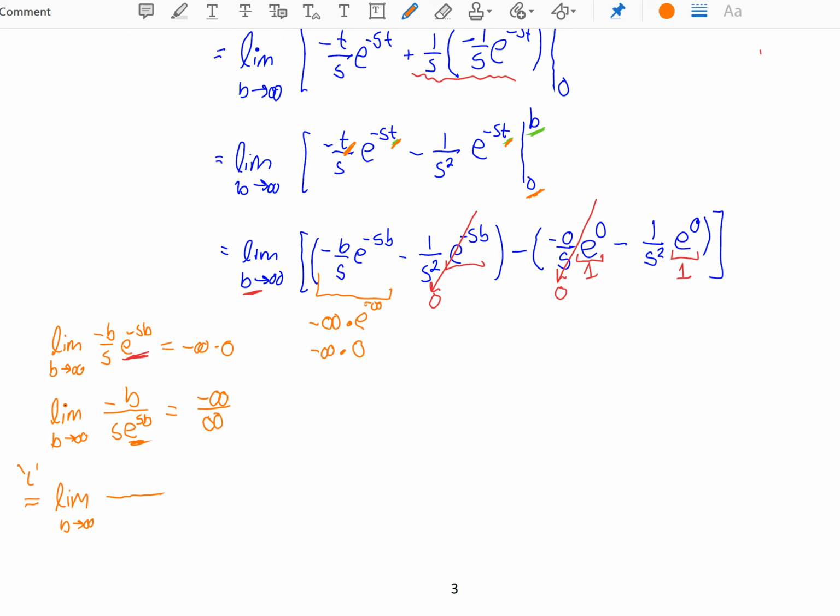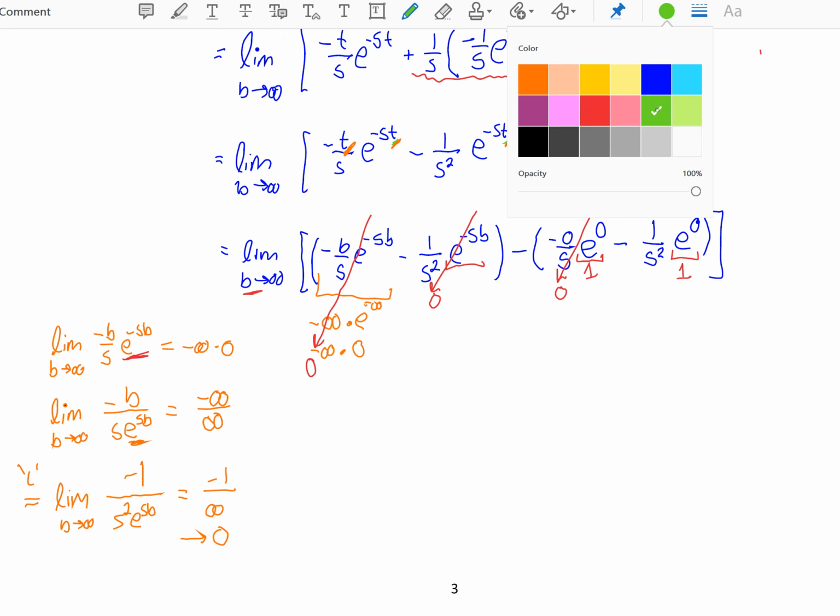So the derivative of the top is going to be just negative 1. And the derivative of the bottom is going to be s squared e to the sb. Now taking the limit as b goes to infinity, the top is going to be negative 1, the bottom is going to be infinity, and notice that this approaches 0. Which allows us to justify that this portion of our limit goes to 0.